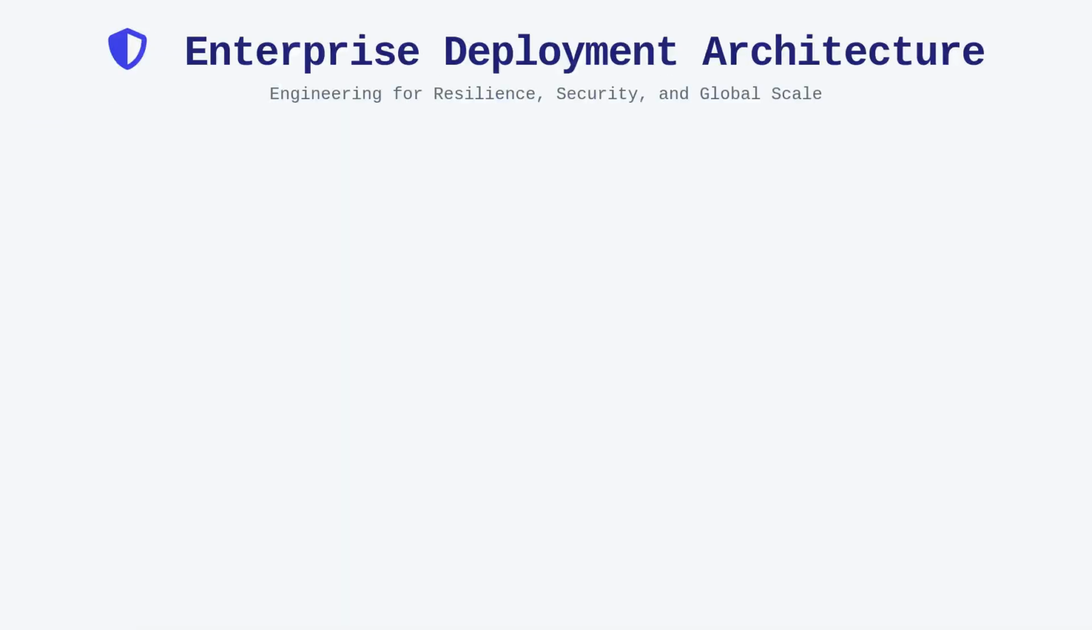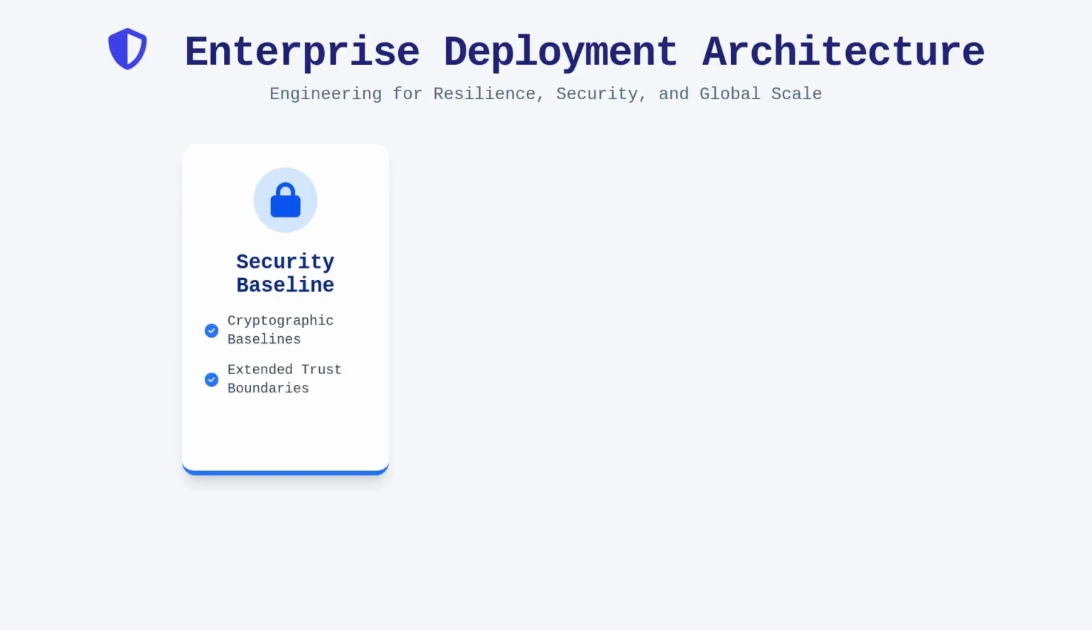Enterprise deployments also require a strict adherence to cryptographic baselines to ensure the integrity and confidentiality of data in transit. In a hybrid world, you are effectively extending your trust boundary beyond the physical walls of your data center, which makes encryption and identity management non-negotiable. This security posture must be complemented by a proactive diagnostic telemetry strategy.